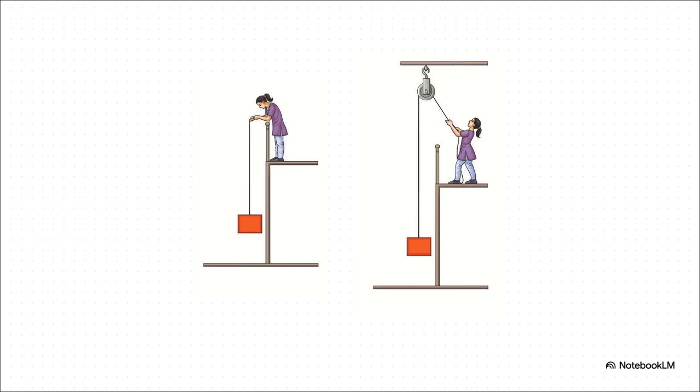Simple machines, like a basic pulley system, don't magically change the total amount of work required, but they do make the task vastly easier by changing the direction or the magnitude of the force you need to apply. I mean, pulling down on a rope is way more convenient than hauling a heavy weight straight up.